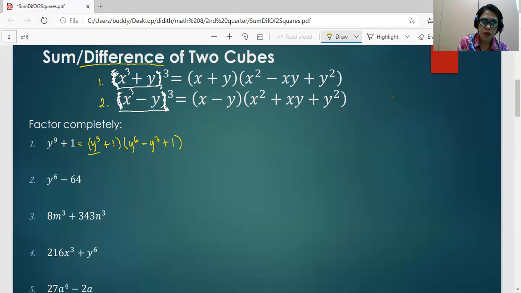But the first factor here is still factorable. In fact, it's the sum of two cubes. So we have to factor this out. Whatever the factors of this, along with this trinomial factor, will be considered as the final factor.